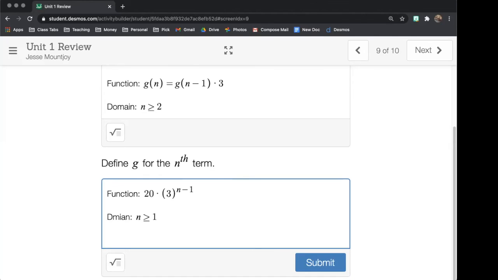Oops, that's supposed to say domain. There we go. All right, so there's my explicit exponential function for that geometric sequence. 20 times 3 raised to the n minus 1, and it works for n bigger than or equal to 1.